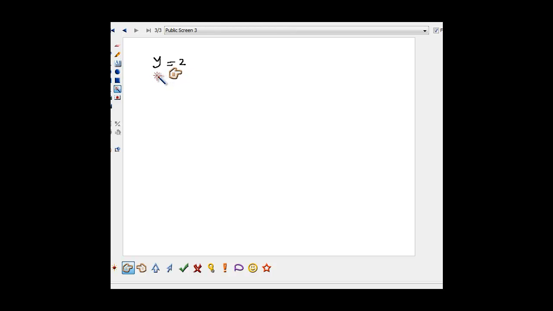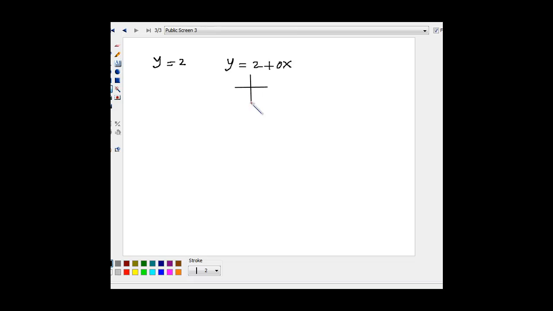Can you just type your answer? Tell me what's missing here. Very good, x is missing. So when x is missing, it means this really is y is equal to 2 plus 0x. That's why x is missing. So in order to graph this, we need a couple of points again. So pay very good attention, Parisa.